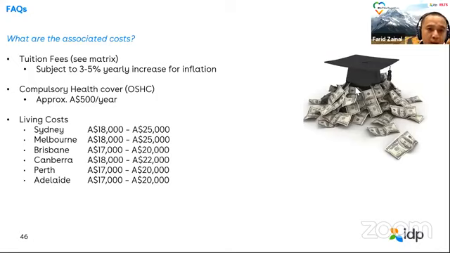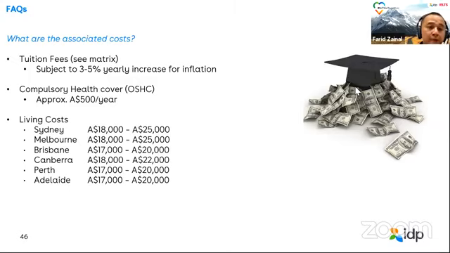Okay, so what are the associated costs with regards to medicine? Obviously, the tuition fees are reflected in our medicine matrix, which you can easily approach your assigned counselors for. Do take note that Australian universities' tuition fees do increase slightly every year. This is due to inflation and is subject to anything between 3 to 5% yearly.